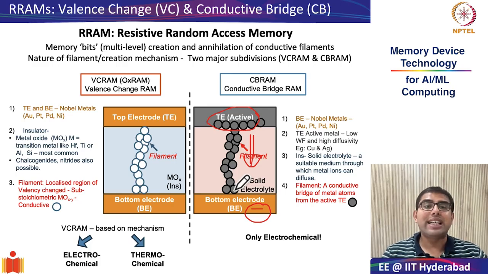So let us conclude today's class. In today's class, we saw why RRAMs are possibly very interesting candidates for storage class memories. We also saw the two key differences based on the nature of filament and creation mechanism of RRAMs, which are your valence change RAM and conductive bridge RAM. In our next class, we will do a deep dive into the physical mechanisms which make valence change RAMs and conductive bridge RAMs operational.